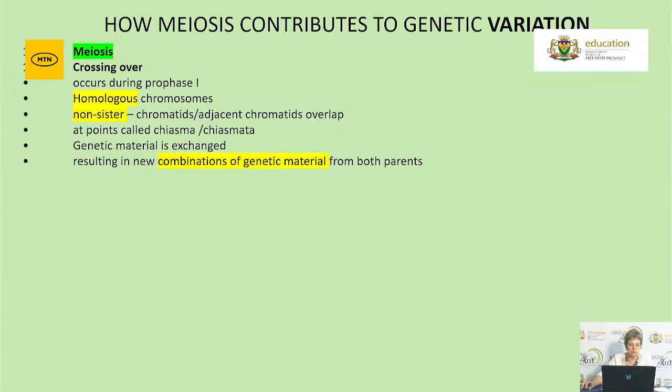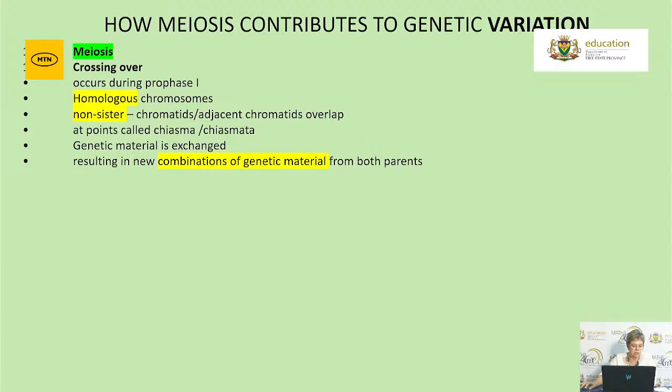Something that I just want to look at is crossing over, how you are going to state it or how you're going to write it. Remember, it occurs during prophase 1. That is important. Then we have to say homologous chromosomes. We cannot say chromosomes exchange genetic material. Sometimes you say it's prophase 1, chromosomes exchange genetic material, and you leave out the fine detail of the process.